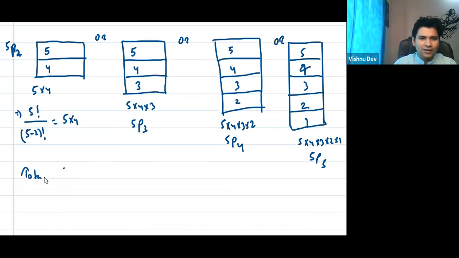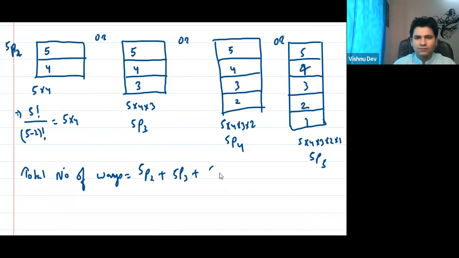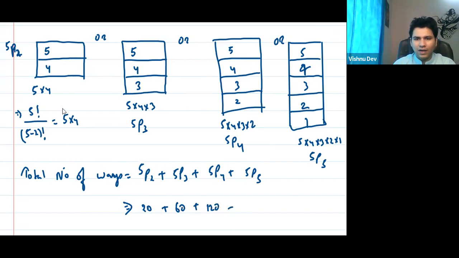So total number of ways कितना हो जाएगा? Total number of ways, ये समझो सबको. तो ये कितना है? So it is 5p2 plus 5p3 plus 5p4 plus 5p5. तो इसको सॉल्व कर लेंगे, है ना? वेरी गुड. तो सॉल्व करेंगे तो ये कितना हो गया? 20 प्लस 60 प्लस 120, राइट? और ये भी 120.